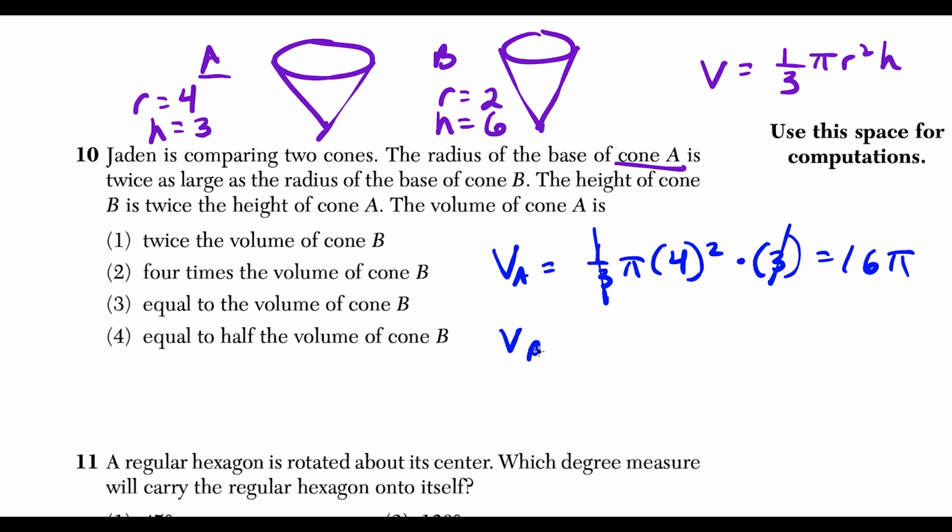And now the volume of cone B, we're going to use these numbers, is equal to 1/3 pi, the radius is 2, and that's being squared, times the height is equal to 6. And notice 6 times a third is equal to 2. So now we have 2 times 2 times 2 is 8, so this is 8 pi. So now I think it's pretty obvious what the relationship is. The volume of cone A is twice the volume of cone B. Okay, so twice the volume of cone B corresponds to choice 1. So 10 is going to be choice 1.